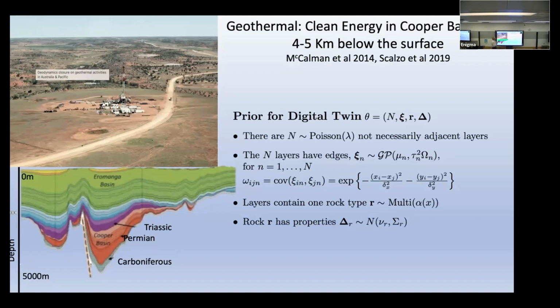So it's a layered structure. Working with geologists and geophysicists, we don't know how many layers there are. I've called it capital N, and I've given it a Poisson distribution. There's nothing unusual there. The layers have edges. They're obviously not straight, but they are relatively smooth. So we've put a Gaussian process prior over the edges. So if we know how many layers, then we have a Gaussian process prior over the edges.